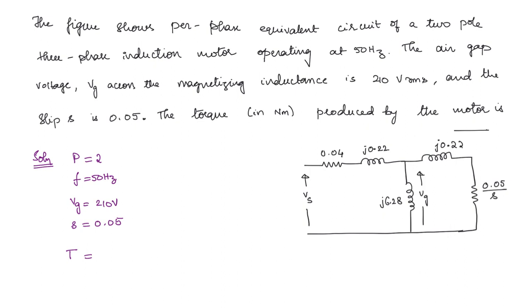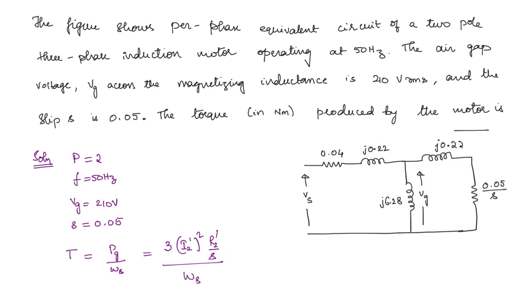Now here you can either use the final expression in terms of the voltage and these parameters, or you can simply write the air gap power divided by the synchronous speed. Okay, if you remember the formula, well and good, otherwise you can start from the very basic. Torque is equal to power divided by the speed. So the air gap power is nothing but 3 times I2 dash whole square into R2 dash by S, that is the power dissipated in this resistor, divided by omega S, the synchronous speed in radian per second.